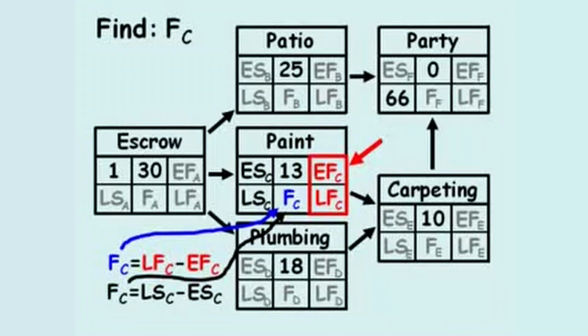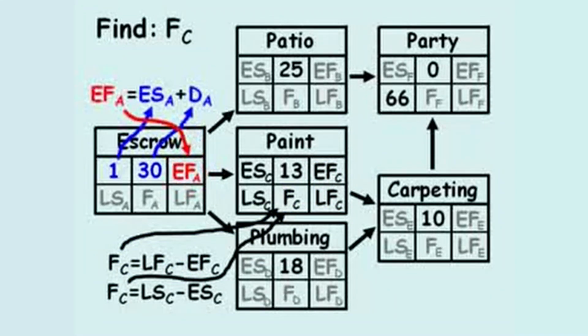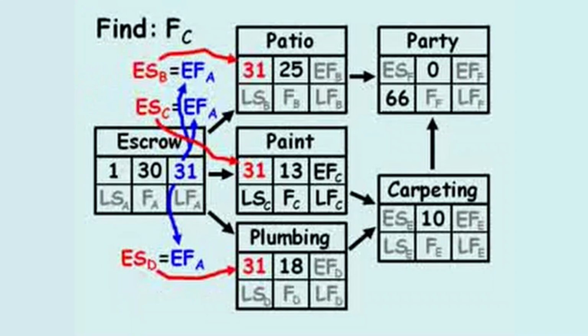We'll begin solving the network by computing the early finish of escrow, which equals the early start plus the duration, which is 31. This means the early start on work on the patio, painting, and plumbing can begin as early as 31.